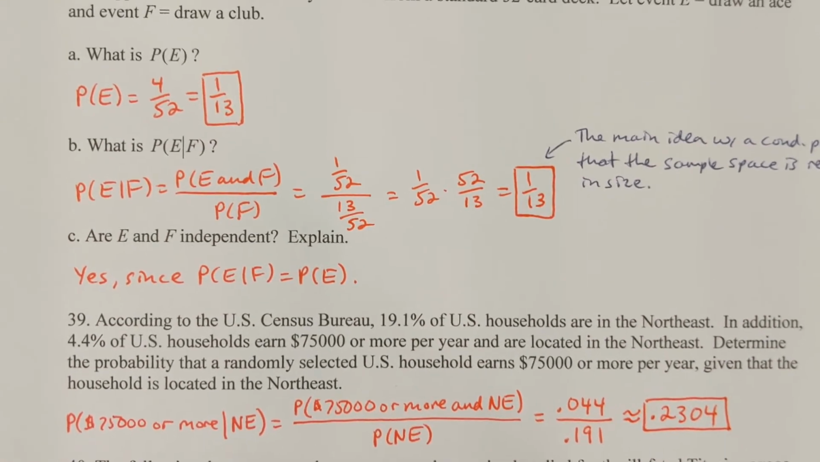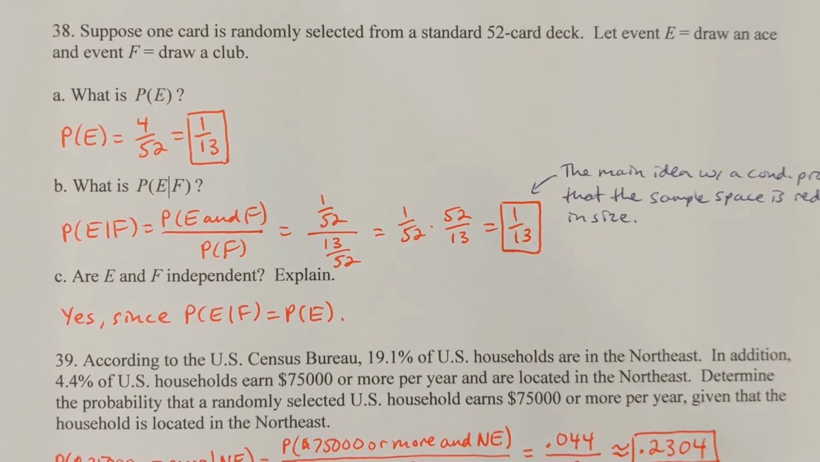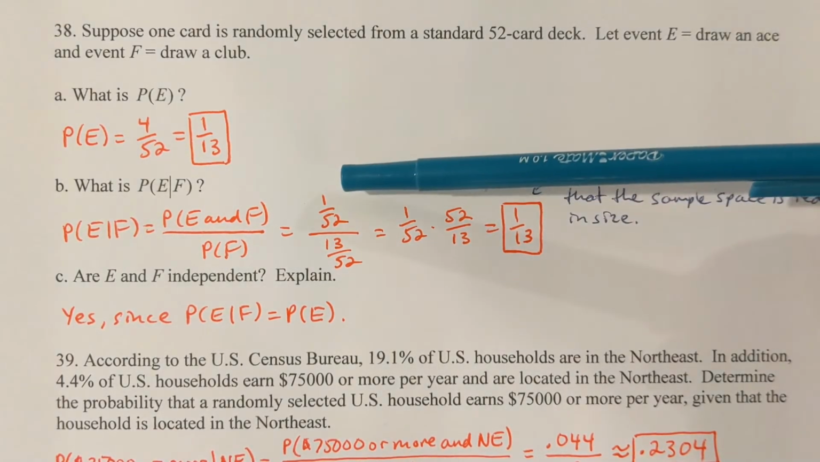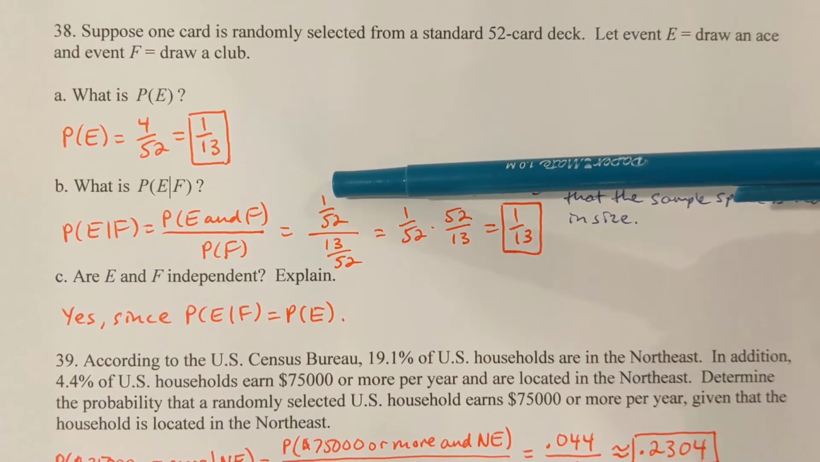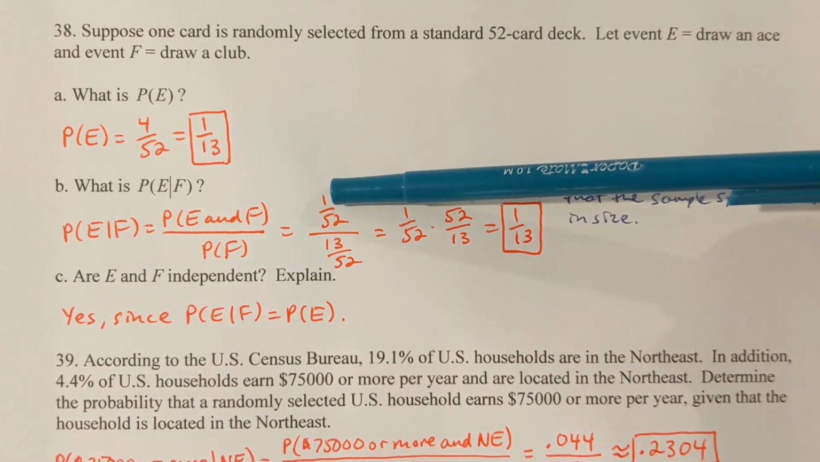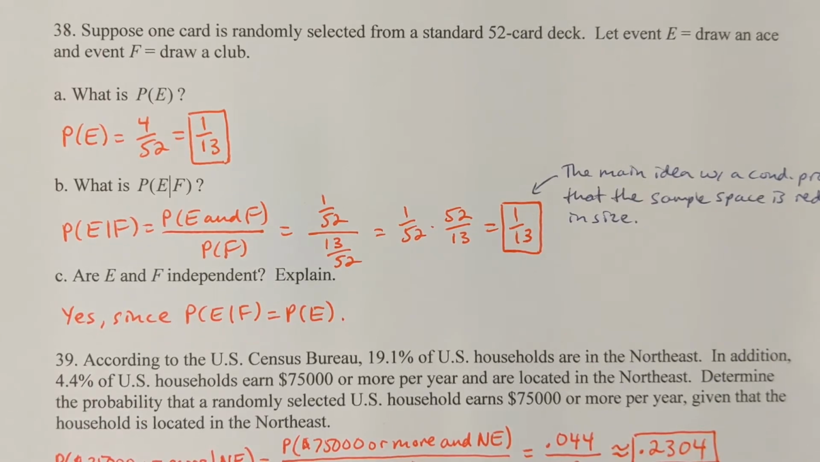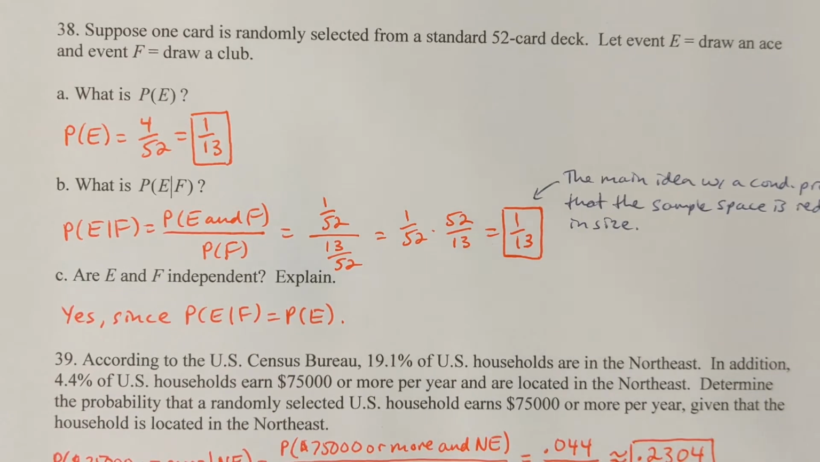Now, they're not asking for it in this problem, but if they were asking if E and F are mutually exclusive, then the answer would be no, since you can have a card that is an ace and a club. There's one of those that we just said. Mutually exclusive events means that the two events cannot occur at the same time. Again, don't get that term confused with independent events, where it's two totally different things. So yes, these are independent. No, they are not mutually exclusive.